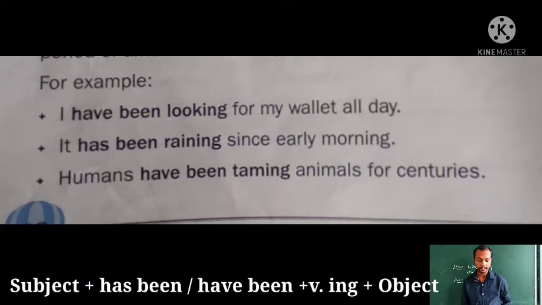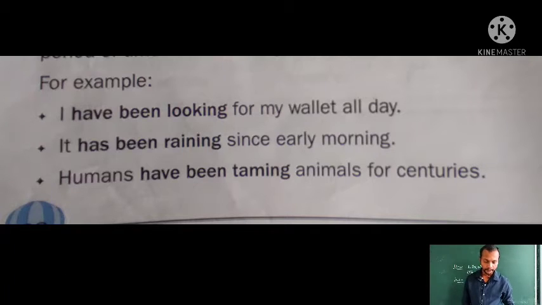So just see the example of it. First one is given, I, with I we said have will be there. So I have been looking for my wallet all day, and then I was looking for my money bag, purse. Next is it has been raining. See friends, here it is used, it, third person singular number. So with it, has is coming. Next is humans. Human is in the plural form, third person of course, but plural form. So that is why have has come there.